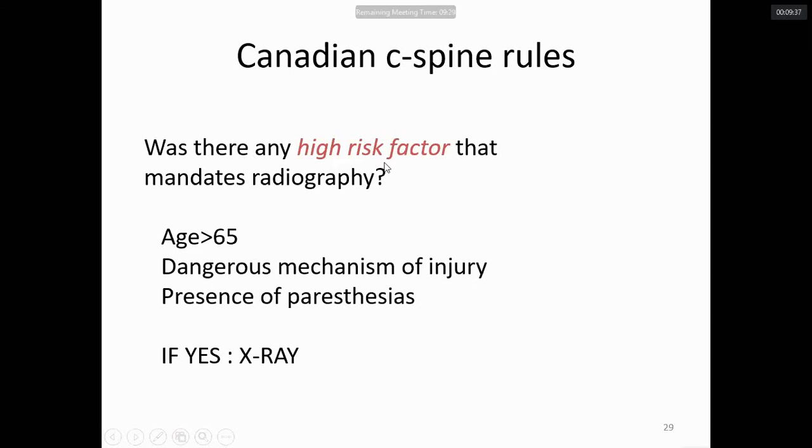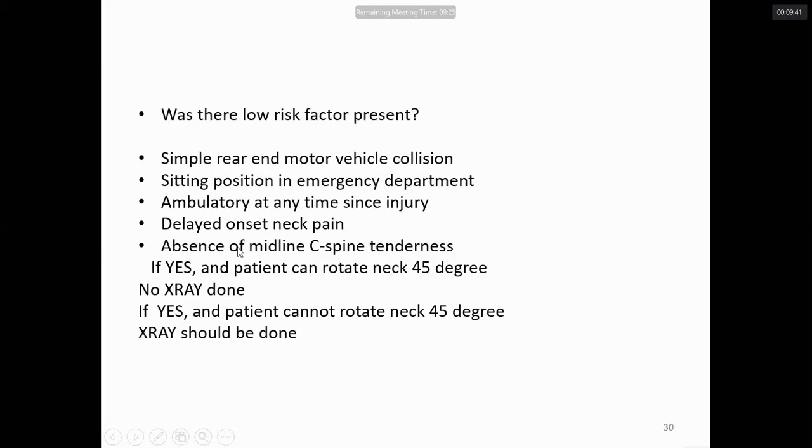Now, who are the low risk patients? Those with a simple rear-end motor vehicle collision, sitting position in the emergency department, ambulatory at any time since injury, delayed onset of neck pain, and absence of midline C-spine tenderness. If these features are present and the patient can rotate the neck up to 45 degrees, then you don't have to do an X-ray.